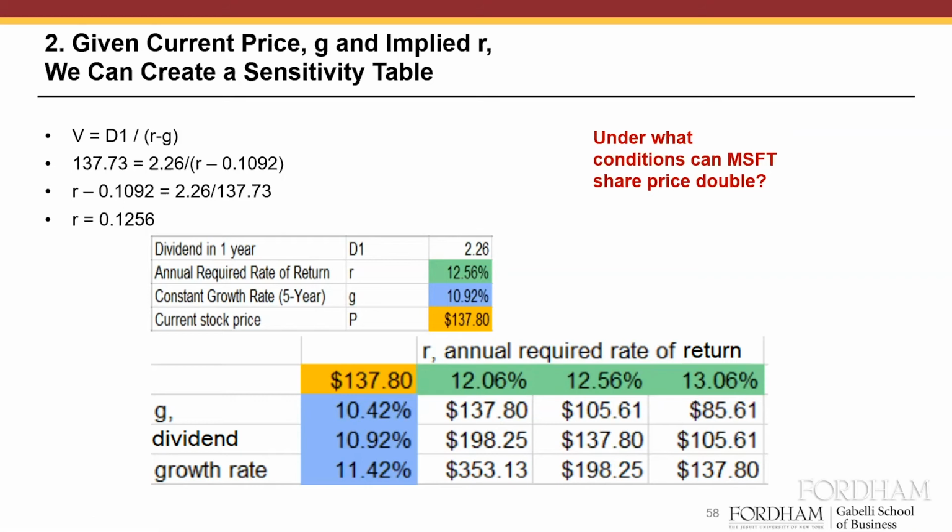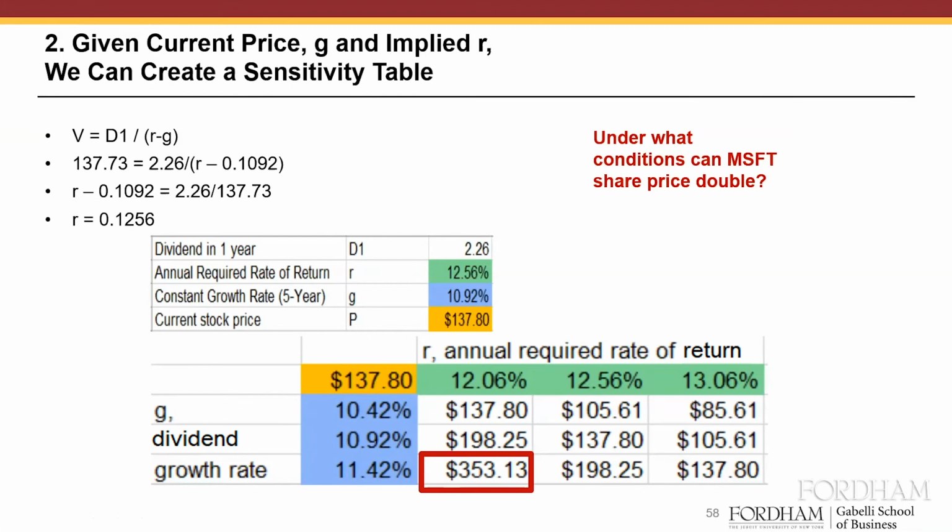So under what condition can Microsoft share double in price? Well, this sensitivity table can help us a lot because we can see that from $137.80, it can become $353.13 if the dividend growth rate were to increase from 10.92 by 0.5% more to 11.42, and the required rate of return, the discount rate, dropped by 0.5%.